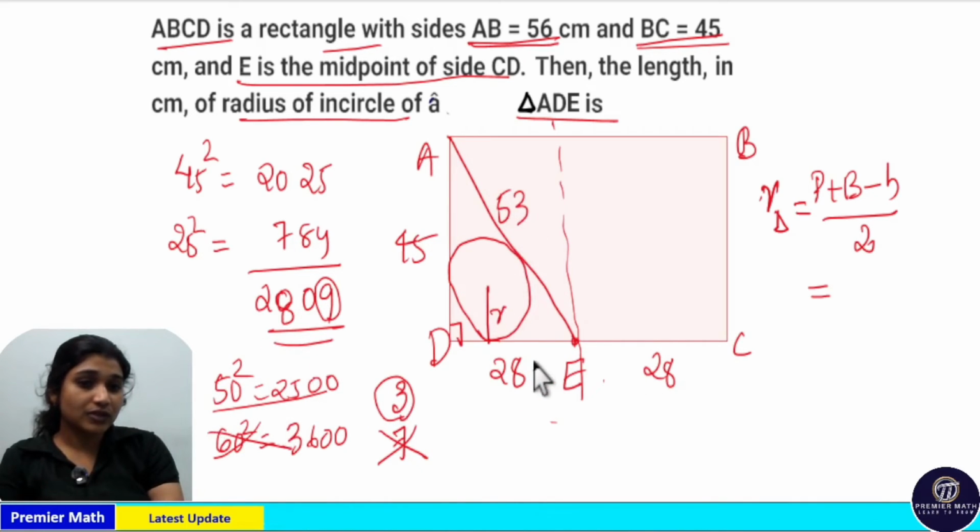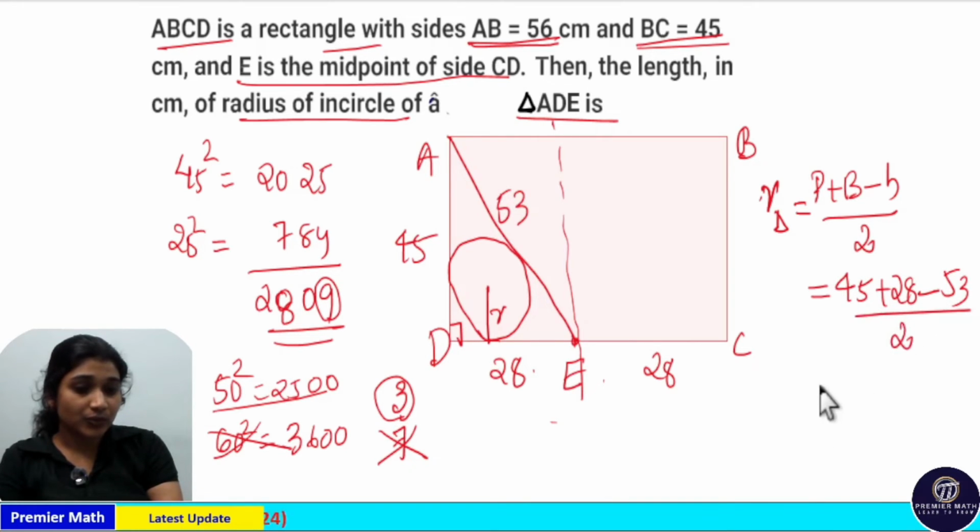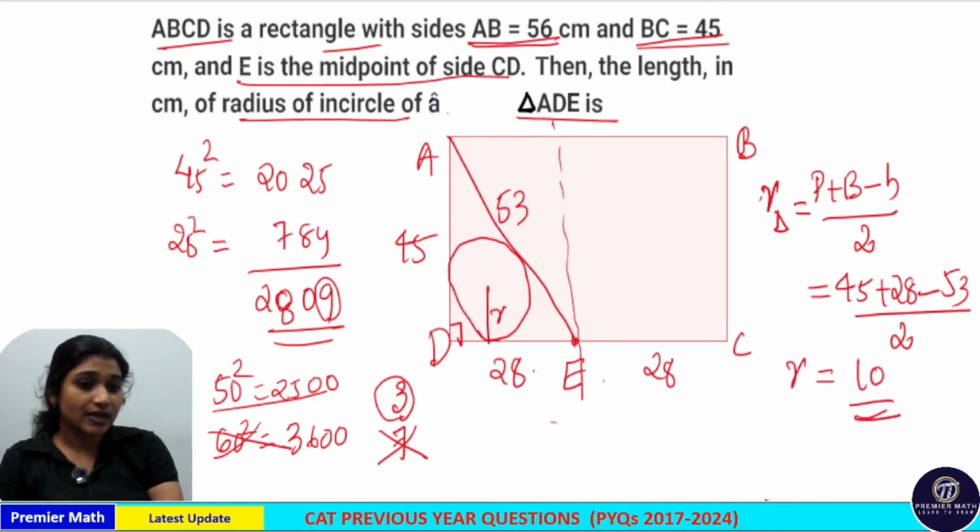So the hypotenuse is 53, meaning the radius of the incircle is 45 perpendicular plus base 28 minus hypotenuse 53 divided by 2. 45 plus 28 is equal to 73. So 73 minus 53, remaining is 20 by 2, which is 10. So the radius of the incircle of this triangle is 10 centimeters.